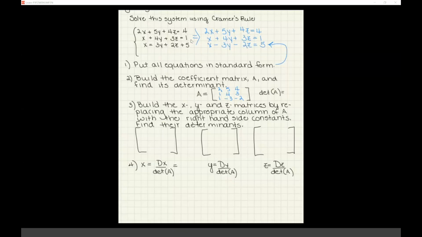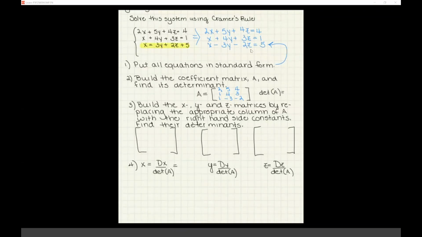We're all together. So the first step was to put the equations in standard form. You can see what I did with this last one. It was not in standard form because I had variables on both sides of the equal sign. So I subtracted the 3y and the 2z from the side that had x, and I got this equation, which is now in standard form.